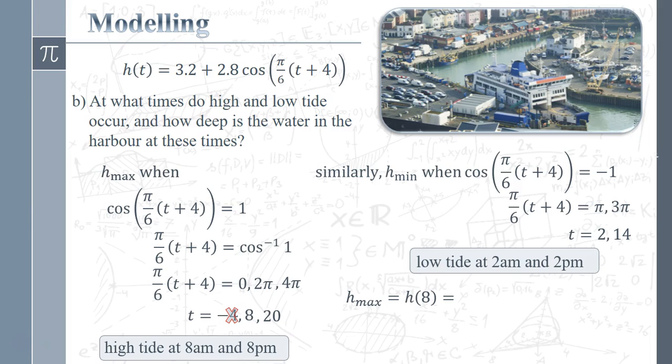Well, h max is going to be, as we already said, when this thing here is 1. So what we've got is simply 3.2 plus 2.8, which is 6 meters. And our minimum value is going to be 3.2 minus 2.8, so that's 0.4 meters. So there's our min and our max water levels within the harbour. Right, that's that bit done.